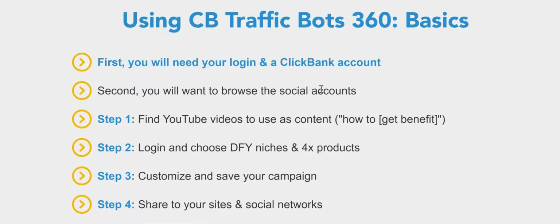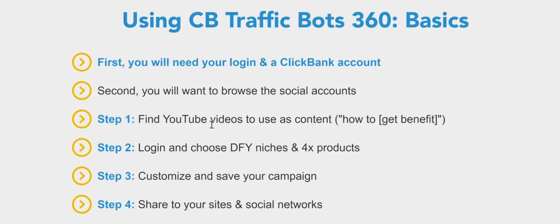So those are really two key things you want to do to get started. One, get your username and password from the link above this under step 2, and two, get your ClickBank account, and then also probably spend a bit of time browsing the social networks and deciding which ones you're going to want to focus on. And once you've done that, you're basically ready to actually start creating campaigns with TrafficBots 360. And so here are the steps.